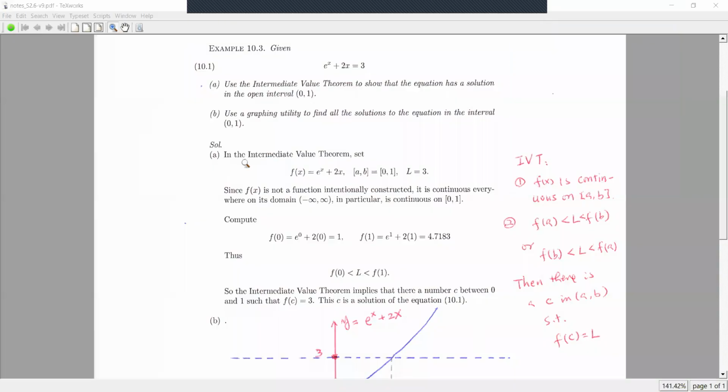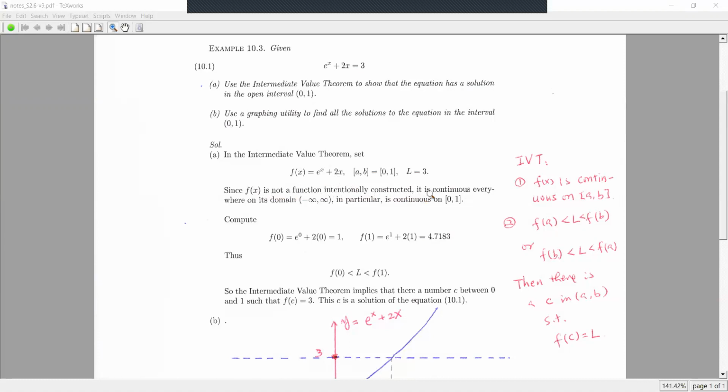To answer part A, in IVT, I set the function f to be the function on the left side of this equation. The interval AB to be the interval from 0 to 1. The horizontal line L to be the number on the right side of this equation. Because this function is not a function intentionally constructed, namely, not a function defined piece by piece.